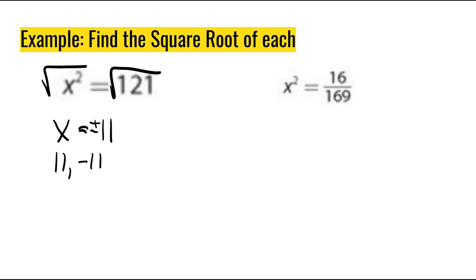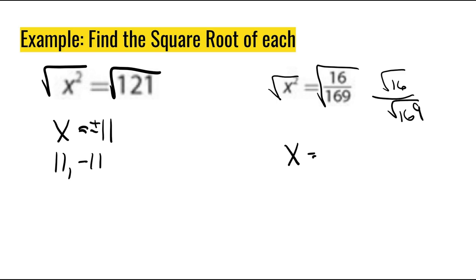Let's take a look at the second one. We have x squared equals 16 over 169. So again, undo the squared. We take a square root of both sides. When we take the square root of a fraction, it's just the square root of 16 over the square root of 169. So we take the square root of the numerator and the square root of the denominator. Square root of x squared is x. The square root of 16 we already know is 4.